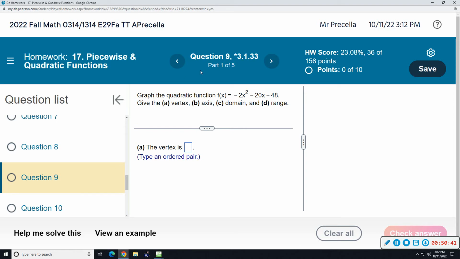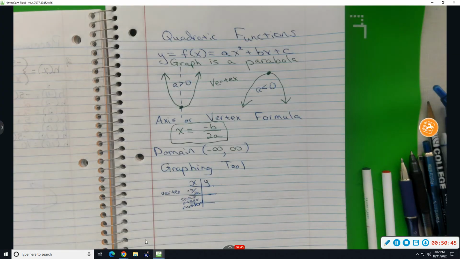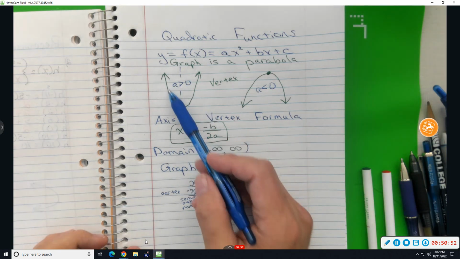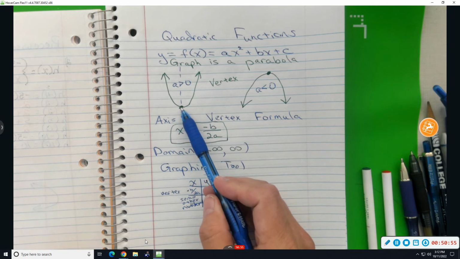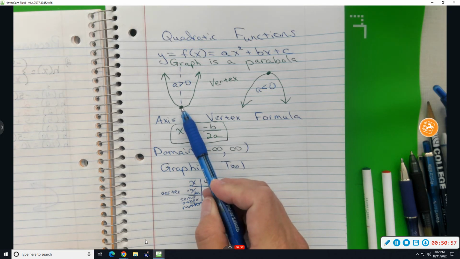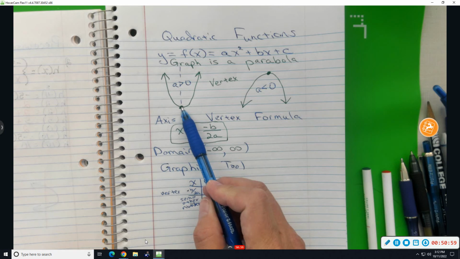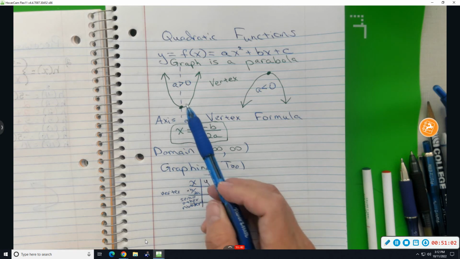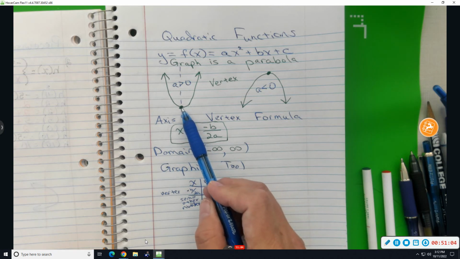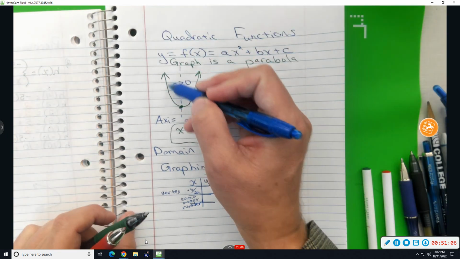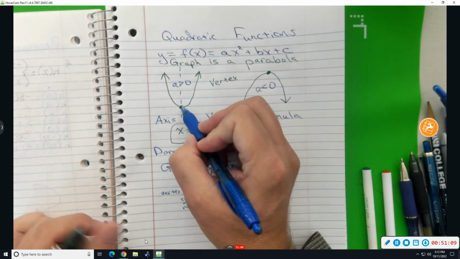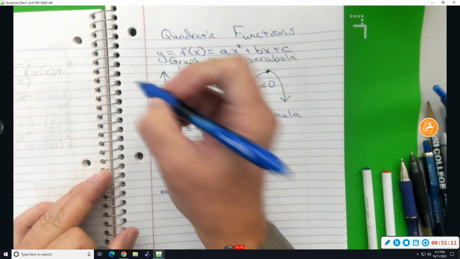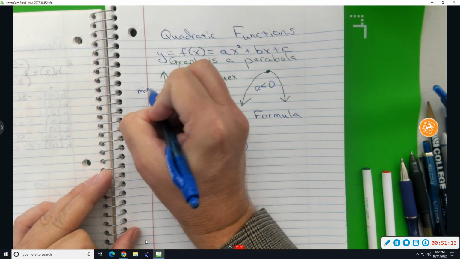Before we start that, I'm going to mention something else that will be important when we look at the word problems in a moment. If the parabola is opening upward, the vertex is the lowest point on the graph. That means the vertex corresponds to the minimum y value. That's the lowest y value possible. So if a parabola opens upward, the vertex has the minimum y value, the smallest y value.